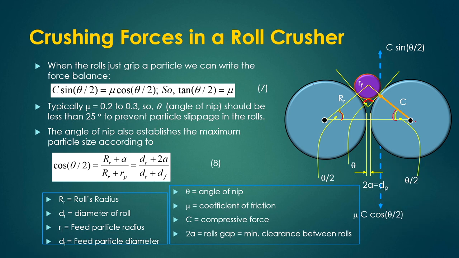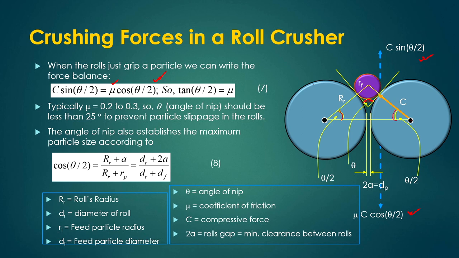So these two forces will be C sin(theta/2), which is the upward acting force, and the downward acting force, C cos(theta/2). These two forces will be balanced whenever the crushing action happens. So at an equilibrium condition, the upwardly acting crushing force, C sin(theta/2), will be equal to mu times C cos(theta/2). What is mu here? Mu is called the coefficient of friction. This coefficient of friction is generally within a range of 0.2 to 0.3.